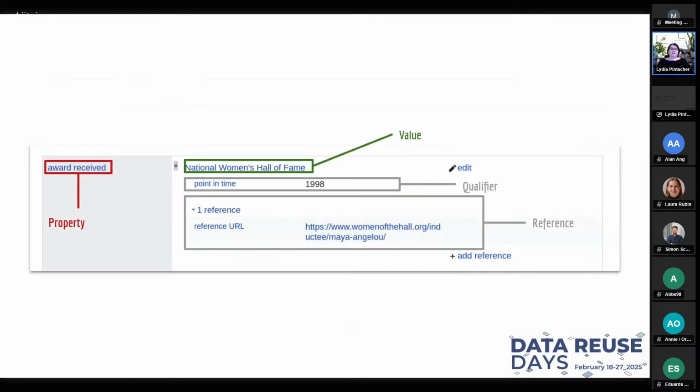But statements on Wikidata can be a bit more nuanced, as I was saying earlier. You cannot just have a property and a value, like an award received, National Women's Hall of Fame, which Maya Angelou received, but you can qualify the statement to give it a bit more context, more nuance, say when it was valid, and so on. So in this case, there's a qualifier to indicate that she received this award in 1998. And you can provide a reference where people can verify that claim.